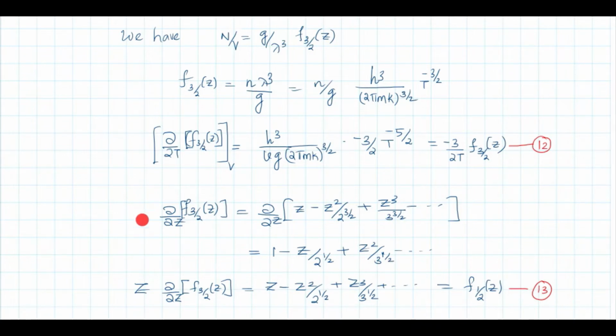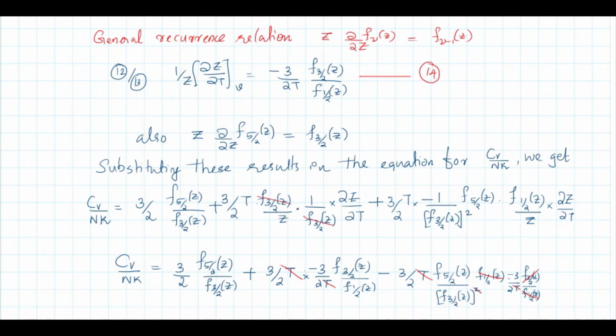If you multiply this with a z, you get z ∂/∂z of f3/2 equal to z minus z square by 2 raised to half plus z cube by 3 raised to half plus etc. And this is nothing but f1/2 of z. So this is like a recurrence relation. I can write the general recurrence relation as z ∂/∂z of fν(z) equal to fν−1(z). So z ∂/∂z of f5/2(z) equal to f3/2(z). That is this one. So using this general recurrence relation, I can write this equation.